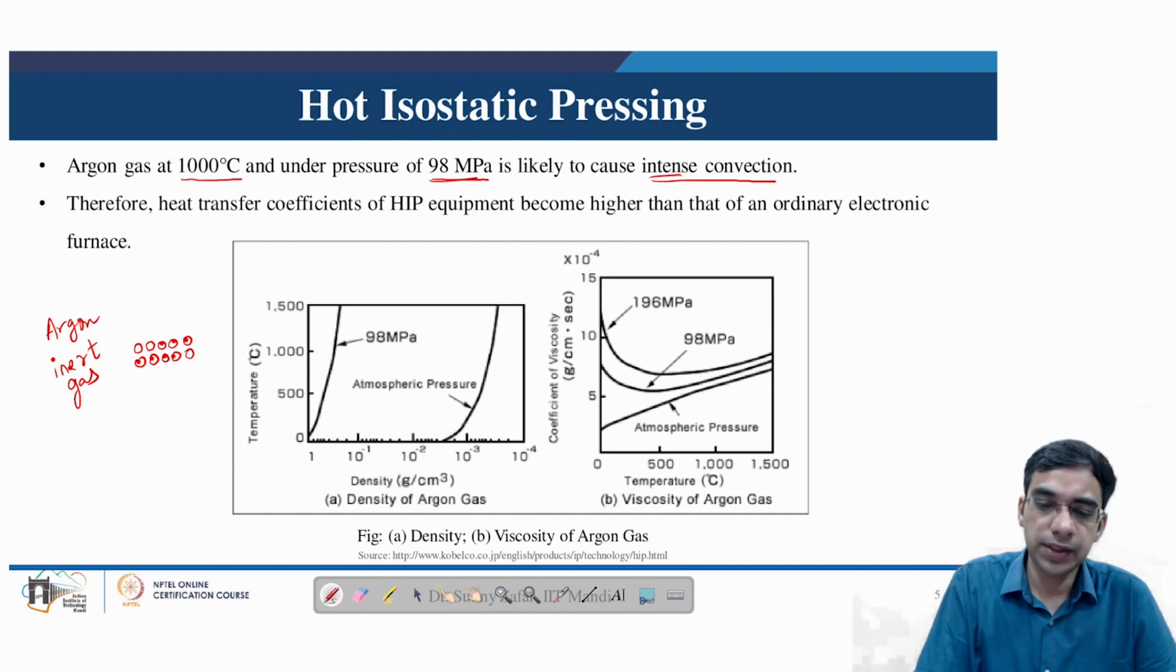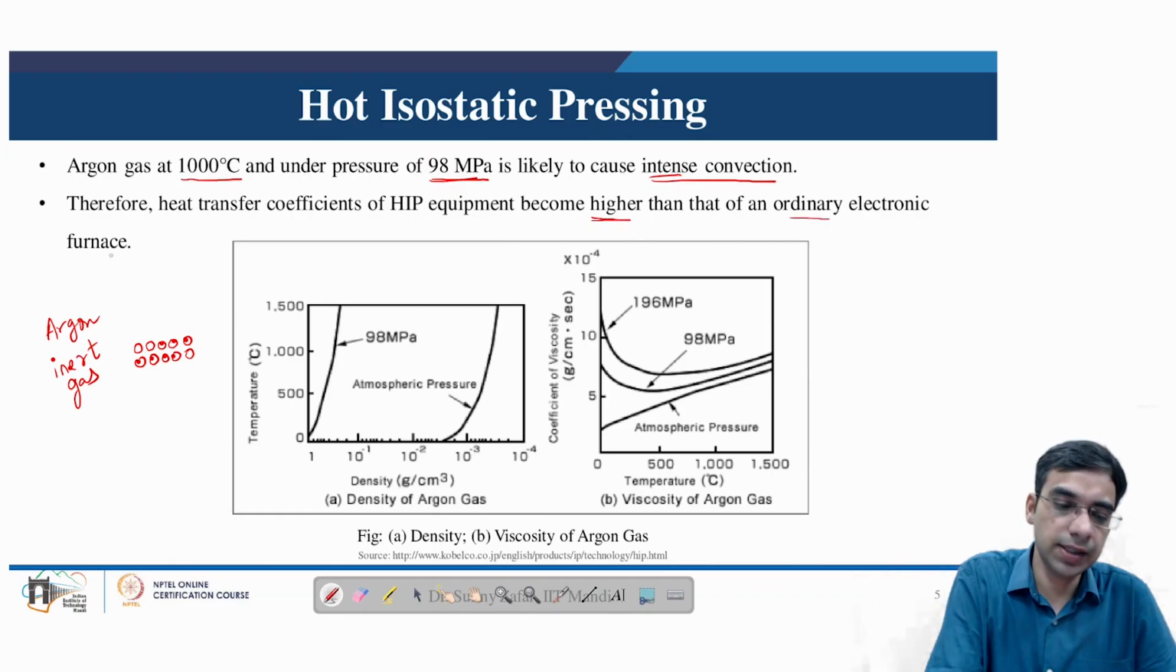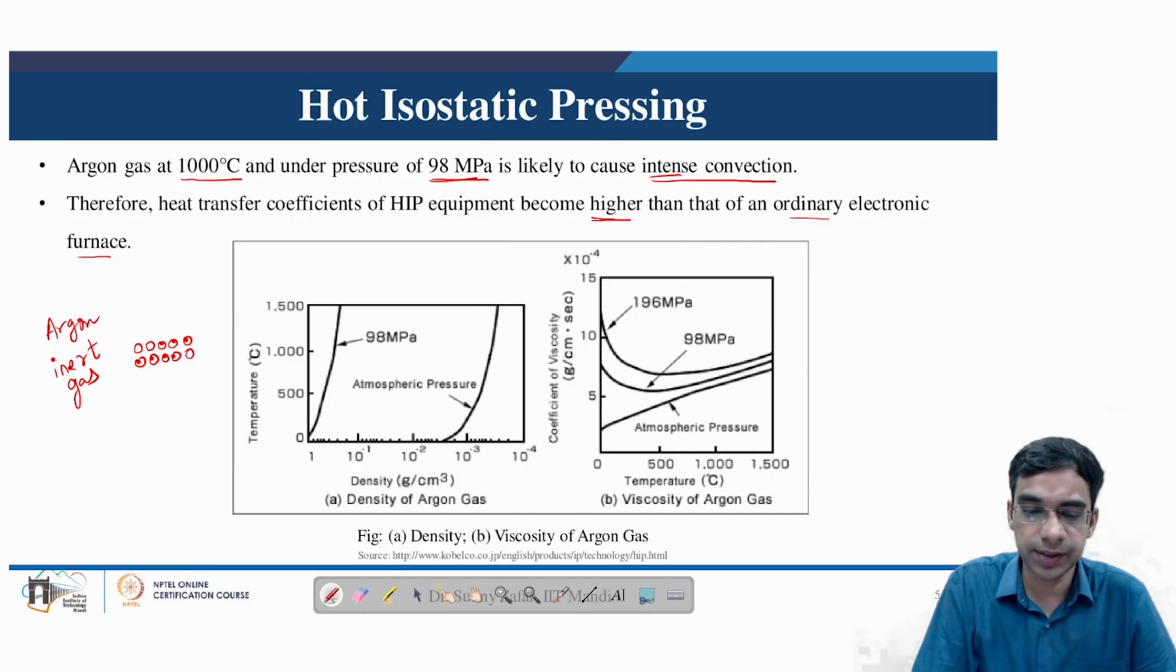So heat transfer coefficients therefore become much higher than in any ordinary electric furnace which is used for other heat treatment processes. And this we can see from these figures, where we can see the density of argon gas increases, because this is compressible, at the higher pressure of 98 megapascals, because of which the rise in temperature in this case is much faster compared to when it is at atmospheric pressure. This can be understood by looking at the slope of this curve.